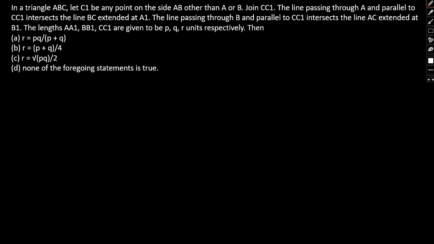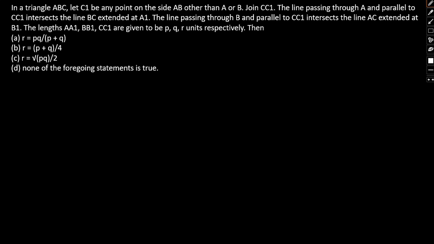In triangle ABC, let C1 be any point on the side AB other than A or B. Join CC1. The line passing through A and parallel to CC1 intersects the line BC at A1. The line passing through B and parallel to CC1 intersects AC extended at B1. The lengths AA1, BB1, CC1 are to be P, Q and R respectively. Then we have to prove one of the following relations.